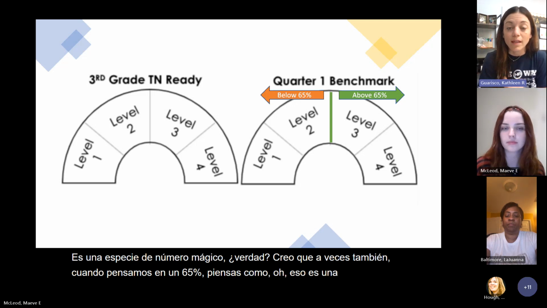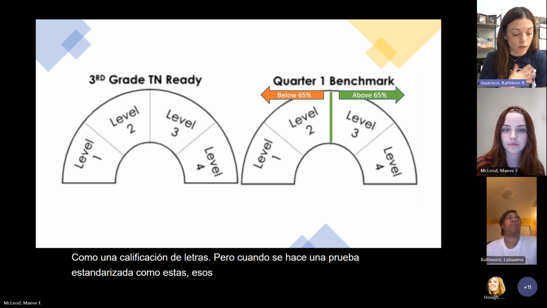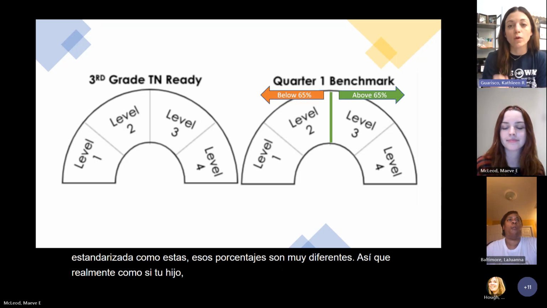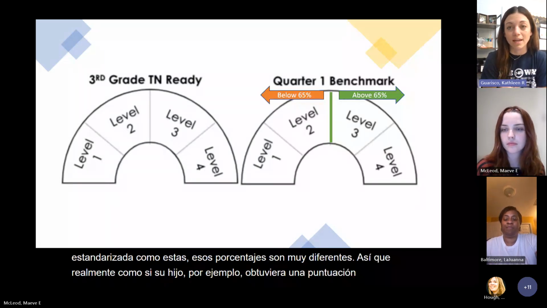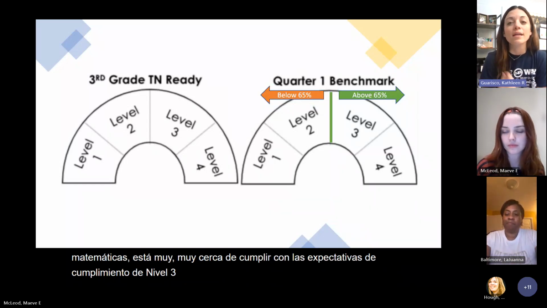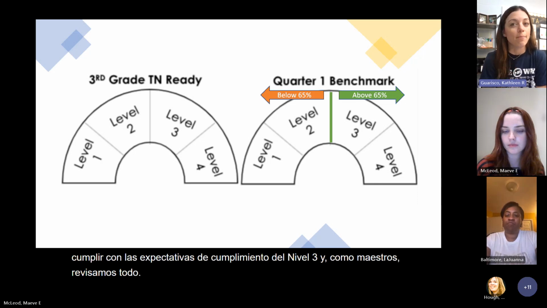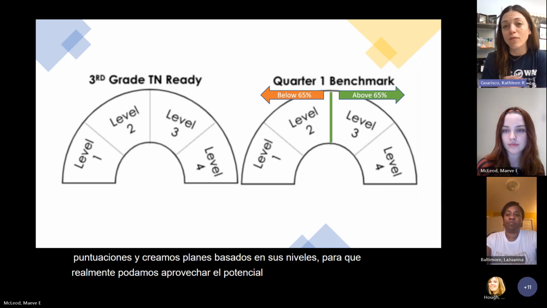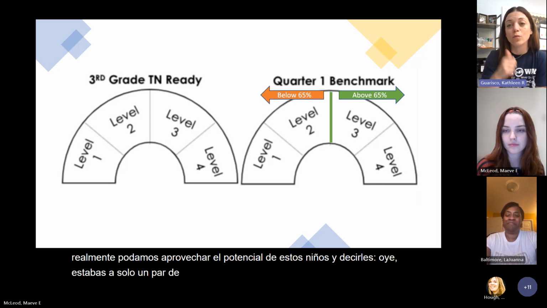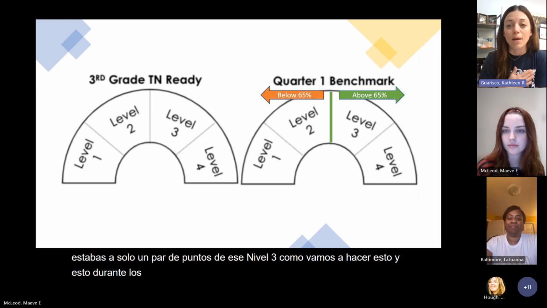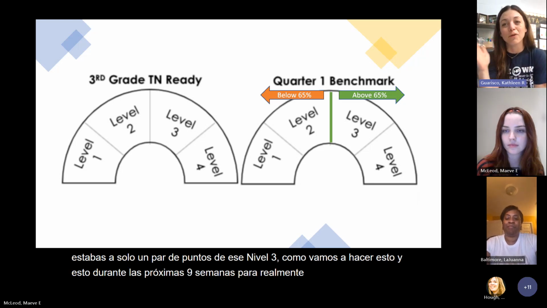So if your child, for example, scored 64% in math, they are very, very close to meeting that level 3, meeting expectations. As teachers, we review all of their scores and we create plans based on their levels. So we really can tap into the potential of these kids and say, hey, you were just a couple of points away from that level 3. We're going to do this, this, and this over the next 9 weeks to really push you into that level 3, level 4.